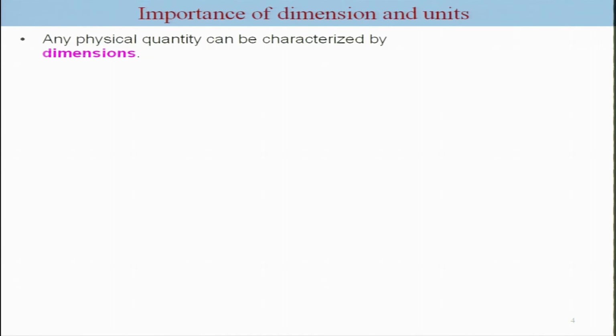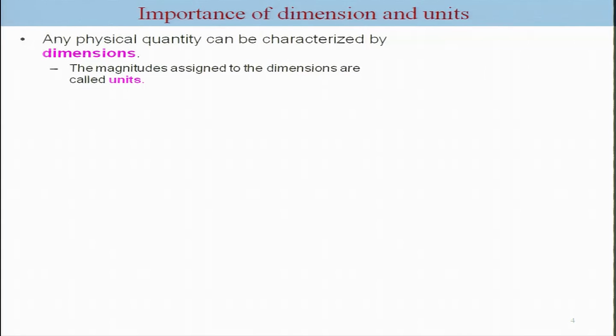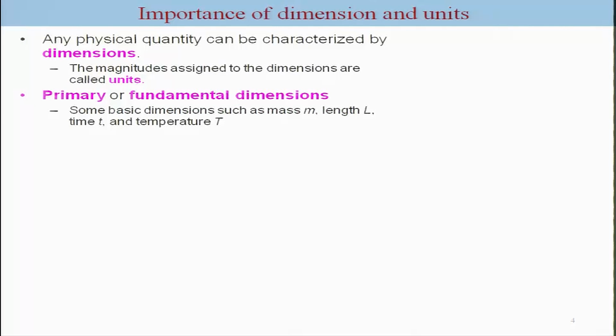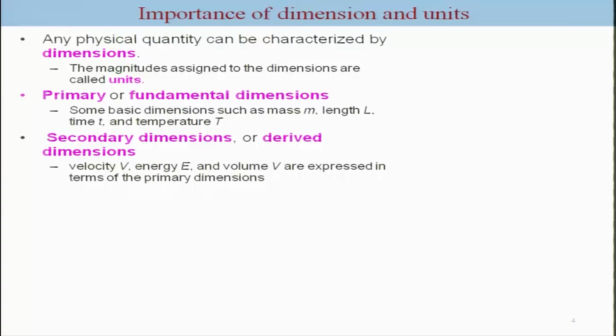So, let me start first with the dimensions and units. Any physical quantity which we are interested in thermodynamics will have certain dimensions, which are defined in terms of units, and these are associated with a certain magnitude. Some are primary dimensions, which we also call fundamental dimensions, and others are derived dimensions. The primary dimensions are mass, length, time and temperature, and the secondary or derived dimensions are the ones which depend on the primary dimensions, such as velocity, energy and volume.